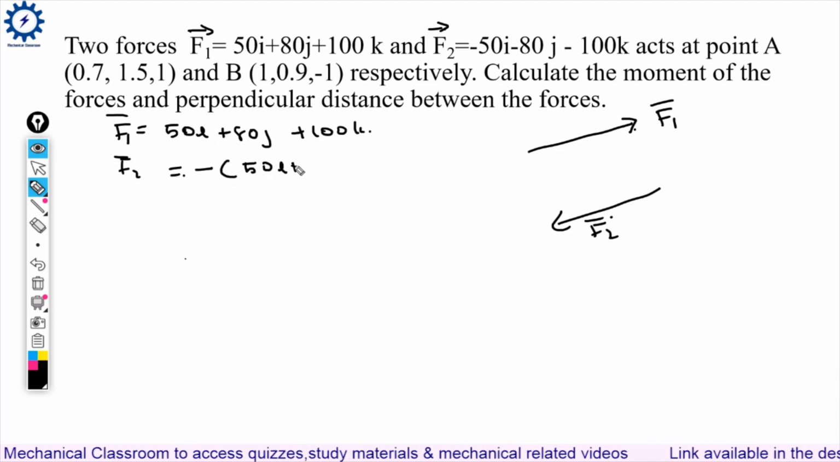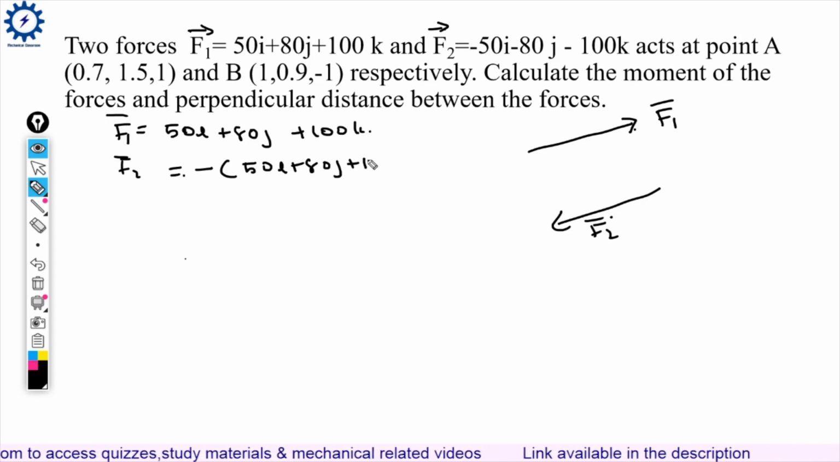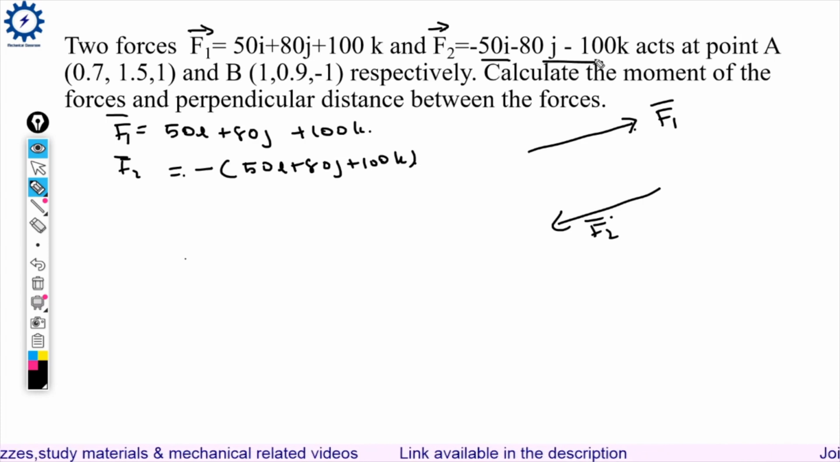50i minus of 50i plus 80j plus 100k. Okay, if we consider this value.